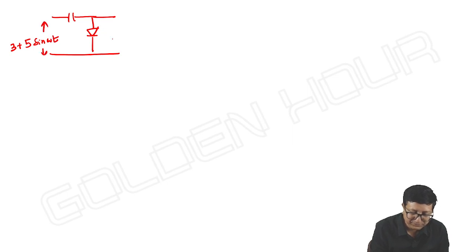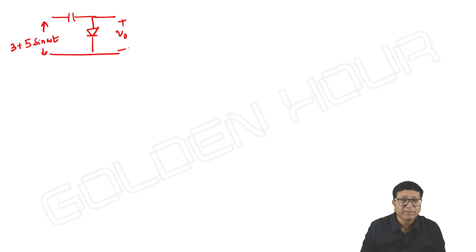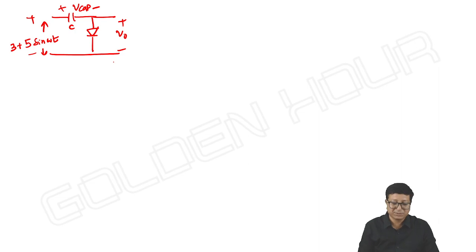Suppose in the same negative clamper, my input is something like 3 plus 5 sine omega t. Then what is the output? As usual, I am taking V capacitor with polarities plus minus. V input is equal to V capacitor plus VD, V output. What is the output of this particular circuit?